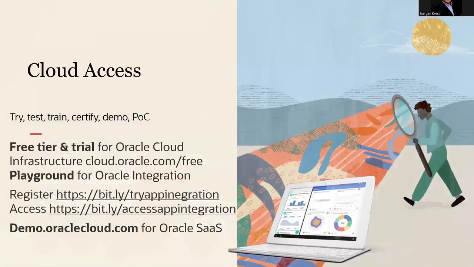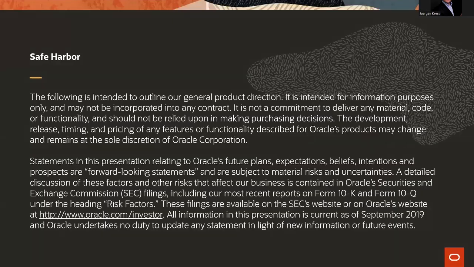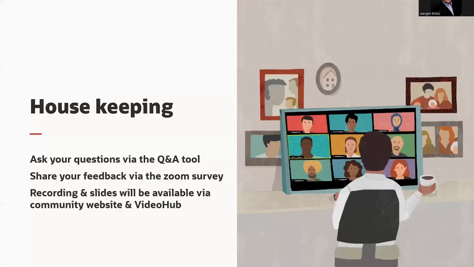The main opportunity is to get your free tier account, and then you have your own instance, or you can use our shared instance called Oracle Playground. You can register for it and access the playground. Please make sure that you use it only for training and testing purposes. Please don't upload any customer data there. It's a shared instance. And for SaaS services, please use demo.oracle.com. Please pay attention to the Oracle Safe Harbor statement and blog about services which are available today.